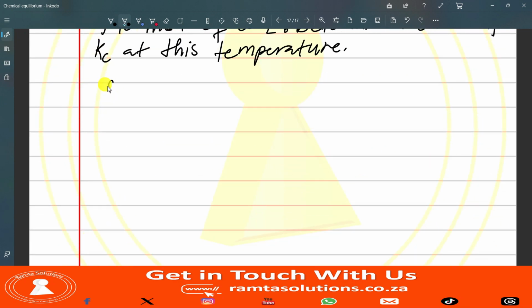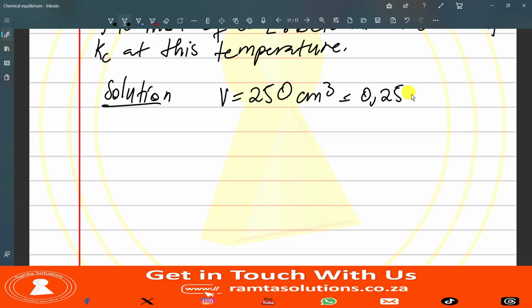So for our solution, it's important that you note here that initially we are given 2.38 moles of carbon dioxide. Also note that the volume given is in cubic centimeter, which is not what you use. You must convert it to cubic decimeter. From centi to deci, you divide by 100, but because it's cubic, you divide by 1000. So it will become 0.25 cubic decimeter.